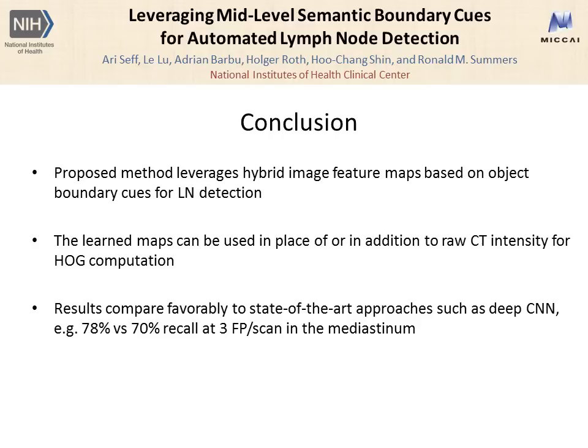In conclusion, we propose a novel method for automated lymph node detection which leverages hybrid image feature maps based on object boundary cues. These learned maps can be used in place of or in addition to raw CT intensity images for HOG feature computation. Evaluation of our approach in 2 target regions demonstrates that the mid-level information supplied by the new representations leads to an enhanced feature set for this complex object recognition task.